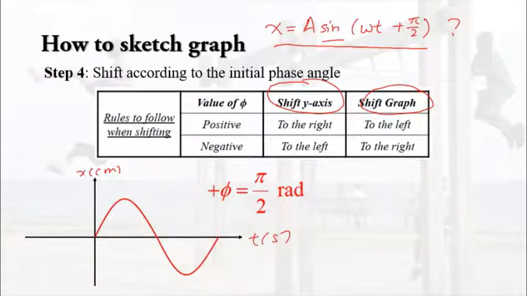I'm not going to label A in my diagram first, because when I shift the graph, the A will move as well. So what am I going to do now? I'm going to shift the graph. Now pay attention to what happens to this y-axis. But before that, you have initial phase angle equals to pi over 2 radian, right? This is equivalent to 1 over 4 revolution. So you want to shift this y-axis by 1 over 4 revolutions of the graph.